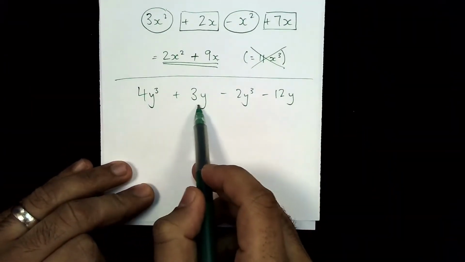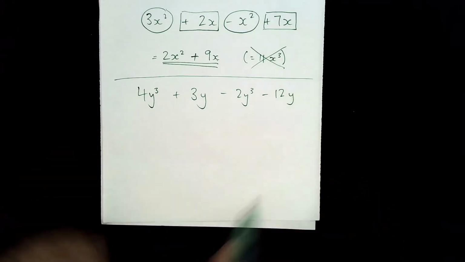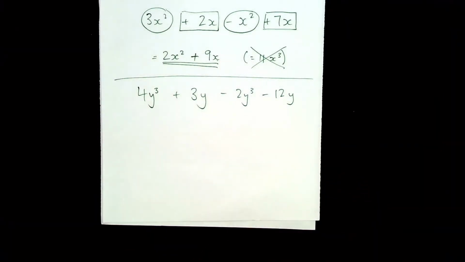4y cubed plus 3y take away 2y cubed take away 12y. Pause the video now and have a go at that question yourself.